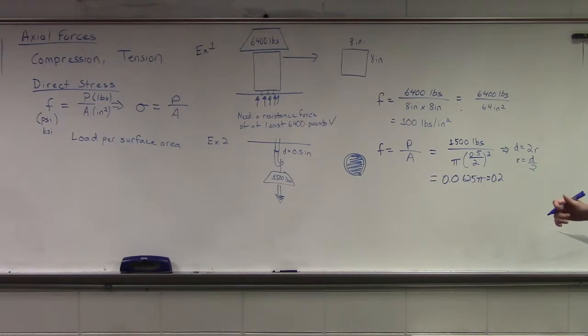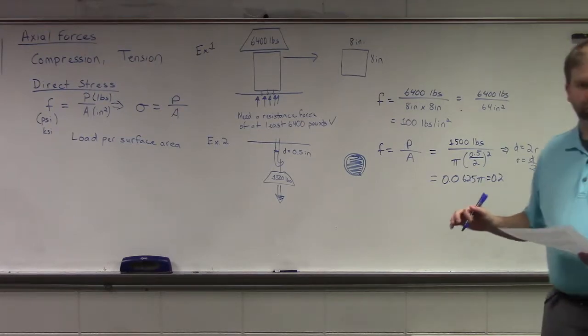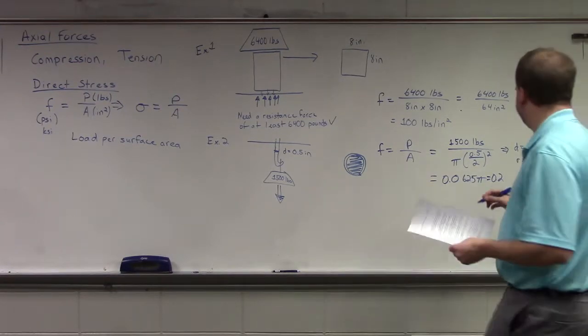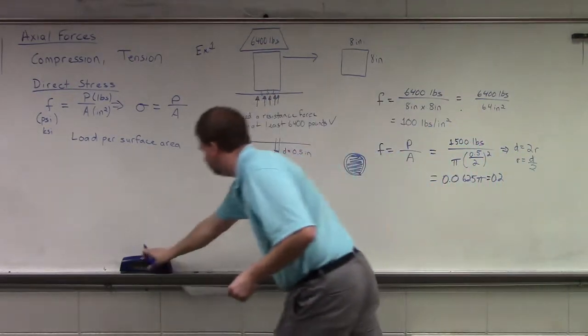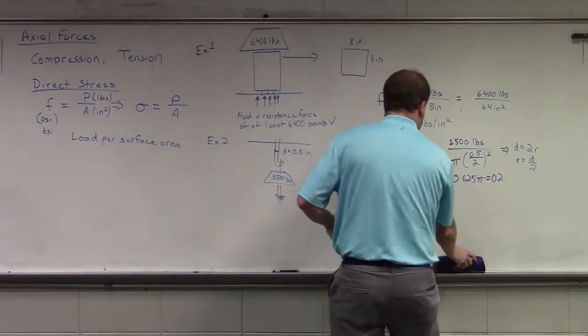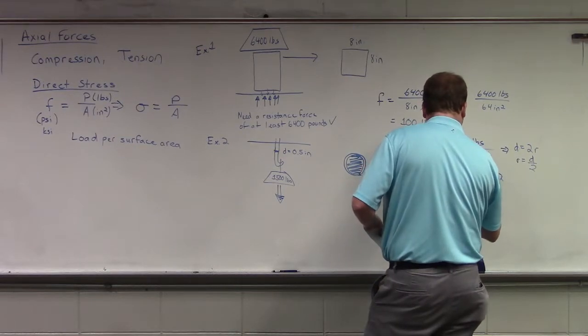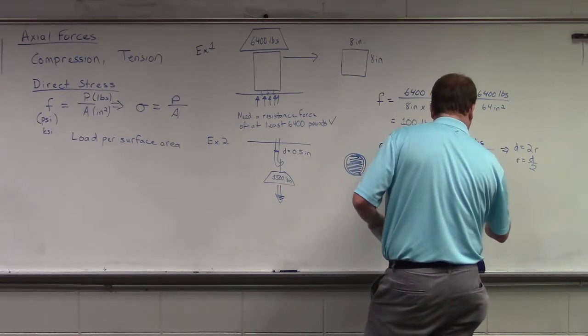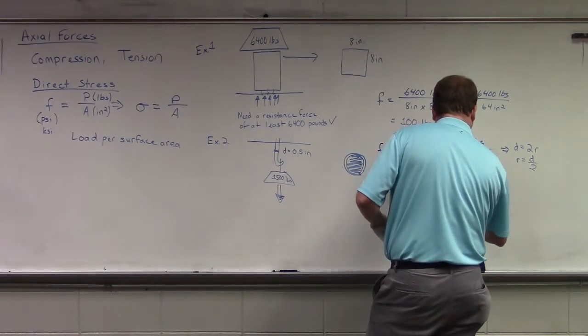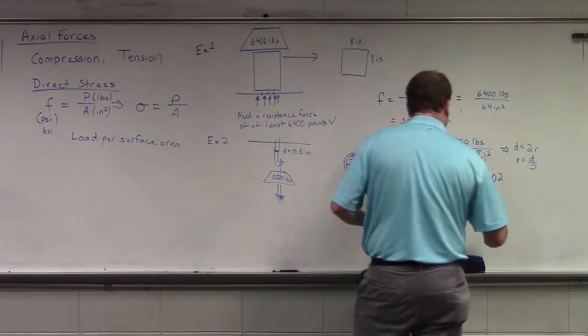Where is pi? Yeah, it's 0.19. I know, can't find buttons. So we have 1,500 pounds divided by, Logan, what did you say you got? It was 0.196. So 0.196, okay?